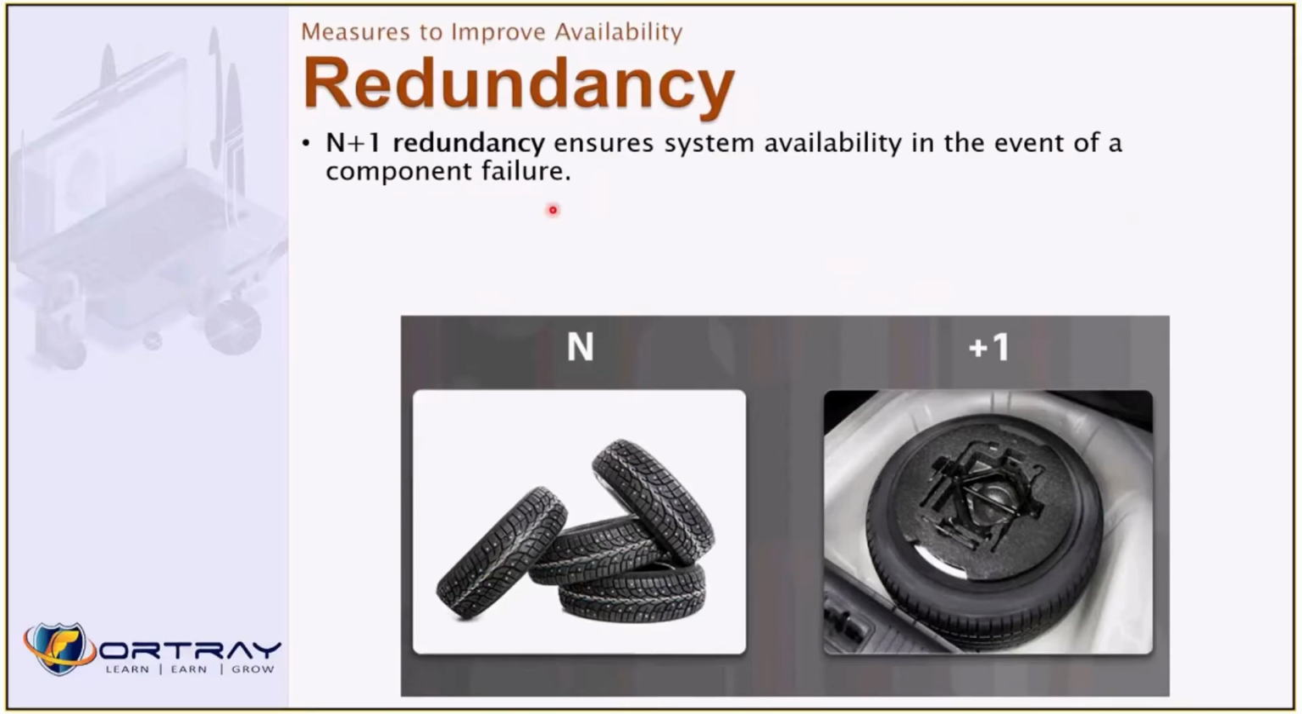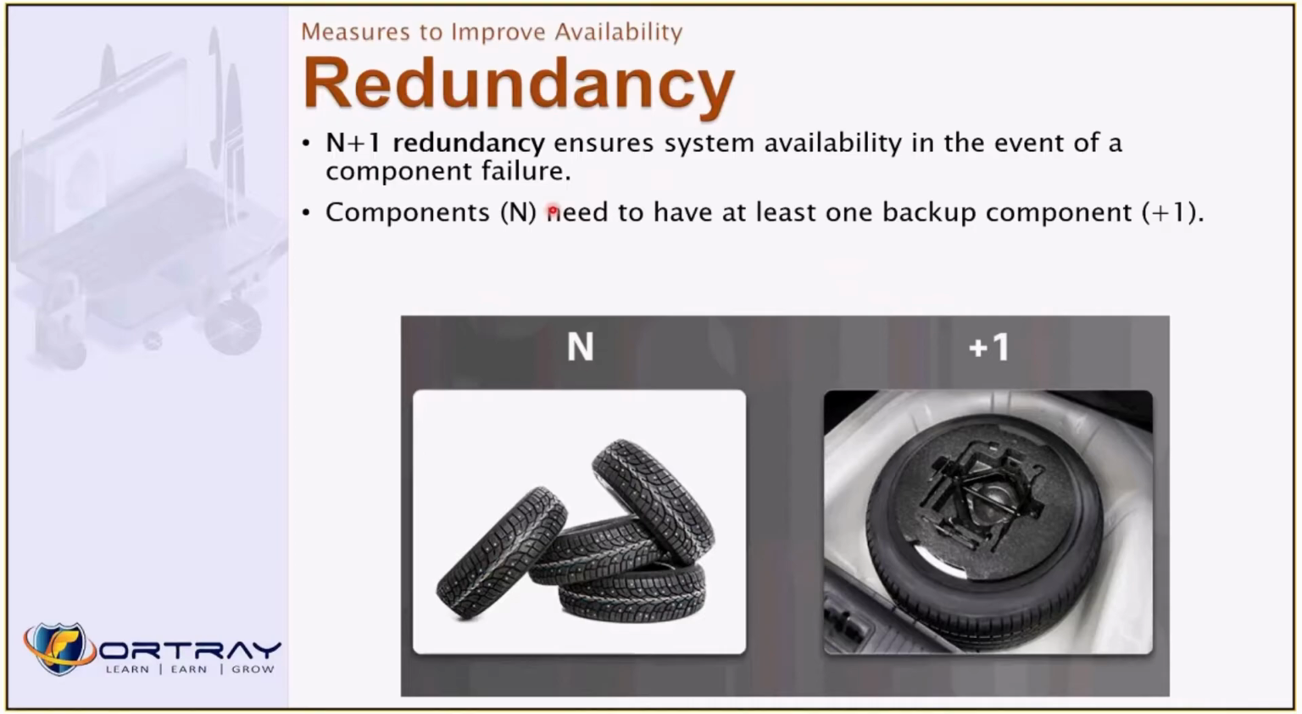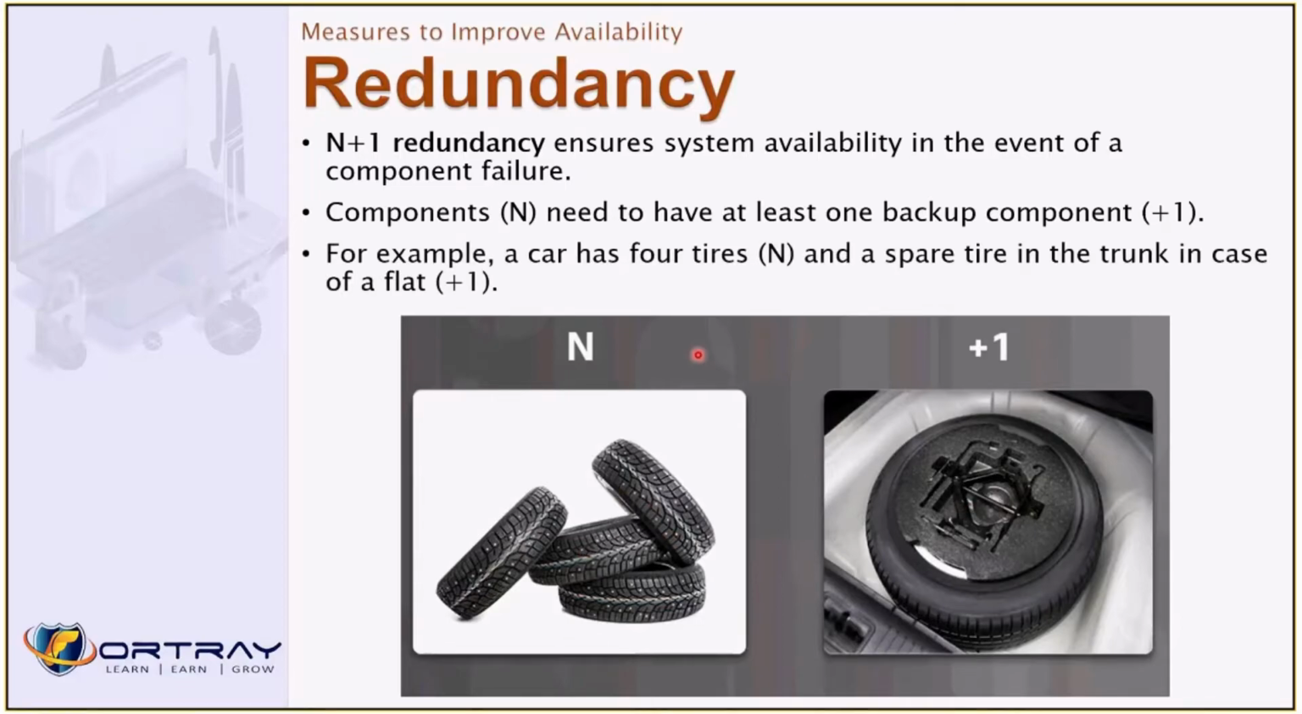And probably one, ensure system availability in the event of component failure. You need to have at least one backup component. What do you mean by this? If you have 4 tires in your car, you must have one spare as well. In case one tire goes down, the other is available. So always N plus 1. For example, the car has 4 tires, then you should have at least one spare tire.